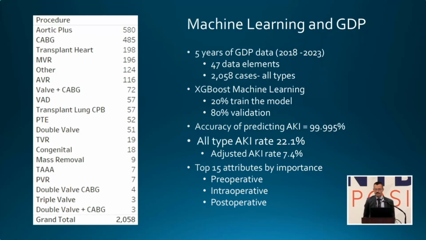We used 20% of the cases to train the model, 80% for validation, and we had an accuracy of predicting AKI greater than 99%. Our AKI rate during this time period was 22%. If we adjust that for preoperative renal dysfunction, we have an adjusted AKI rate of about 7.4%. And we list the top 15 attributes by importance.